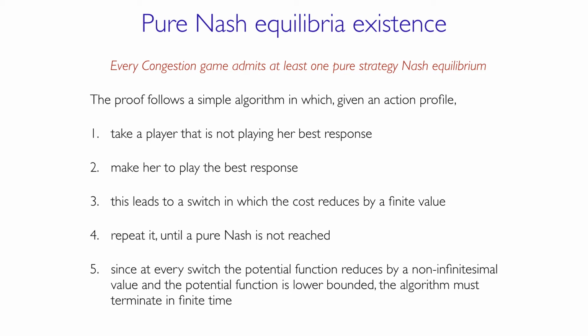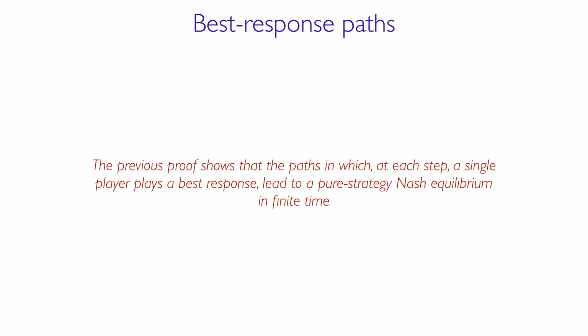Thus, the potential function repeatedly reduces at each step. Since the potential function is lower bounded and at each step it is reduced by a non-infinitesimal value, the algorithm must terminate, and the termination can only be at a pure strategy Nash equilibrium. The previous proof shows that paths in which at each step a single player plays a best response lead to a pure strategy Nash equilibrium in finite time. This holds for every path in a congestion game.